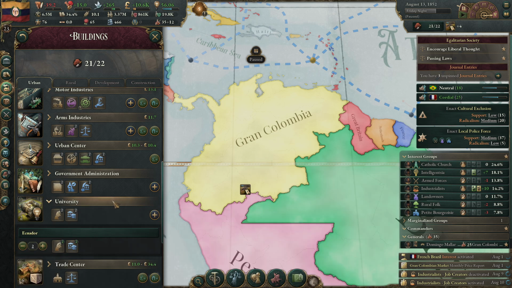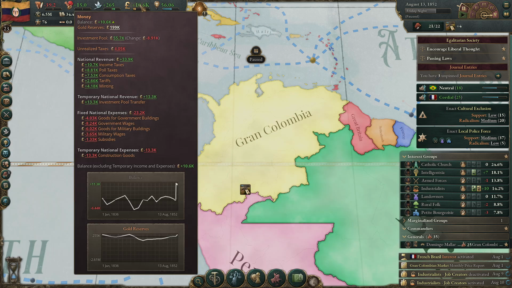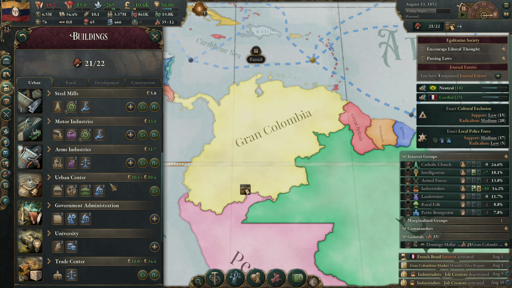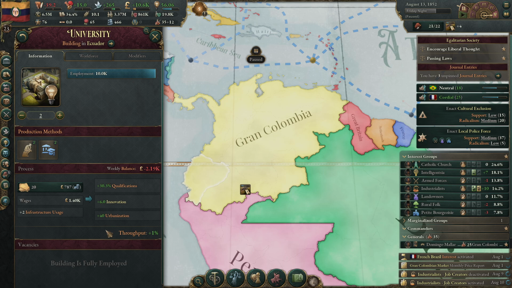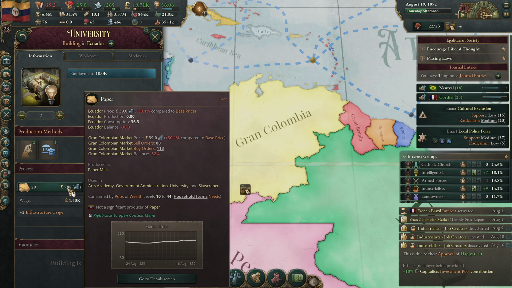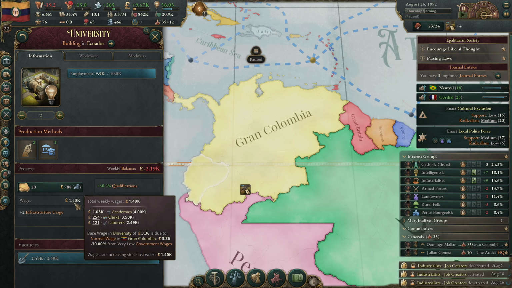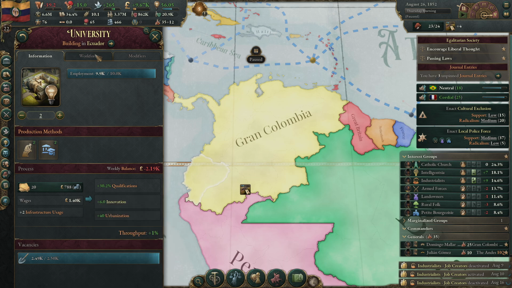And I think the universities are pretty expensive. How expensive are they? 2.2. The expenses are what for the wages and the paper price. So we can make the paper price a bit cheaper, but the wages are not going to change. They will only go up when I increase the wages.